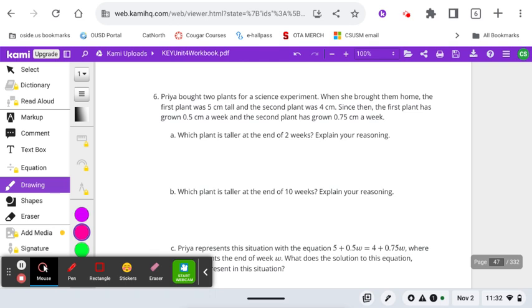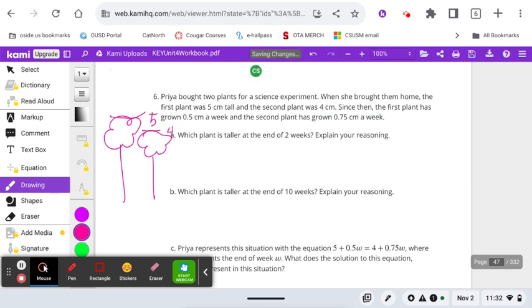Finally, number 6, Priya bought 2 plants for a science experiment where she brought them home. The first plant was 5 centimeters tall. The second plant was 4. So I want you to picture the first plant is 5 centimeters tall, and picture the second plant is only 4. Which plant is taller at the end of 2 weeks?